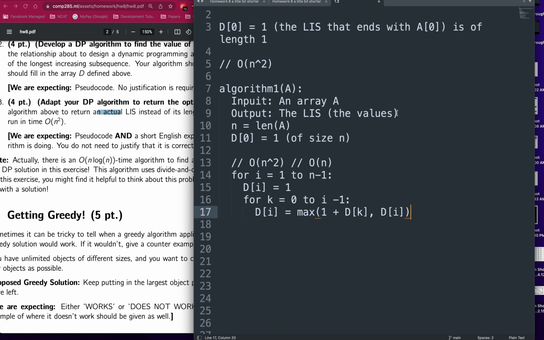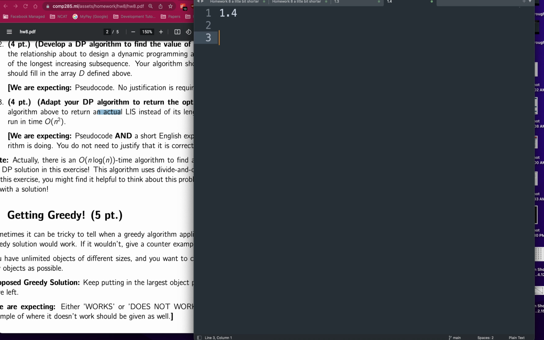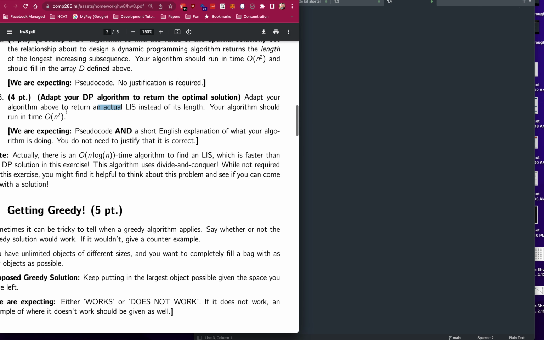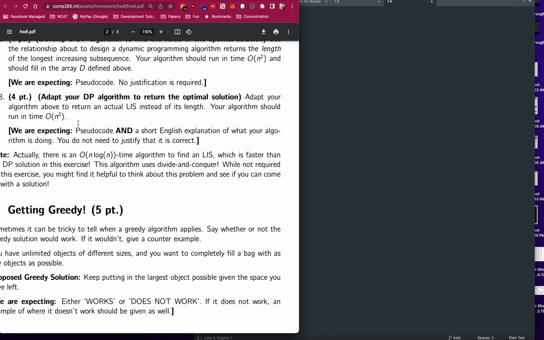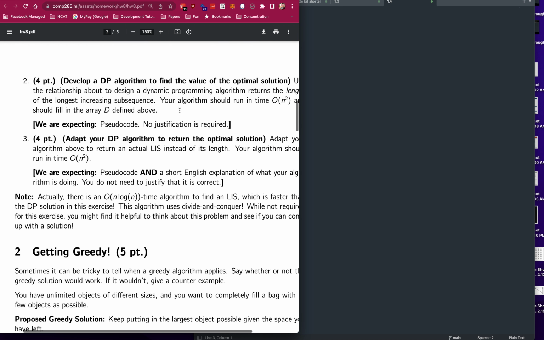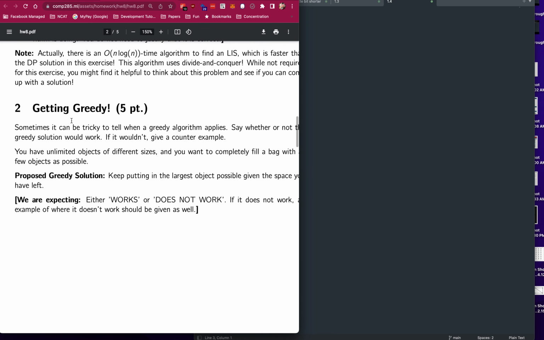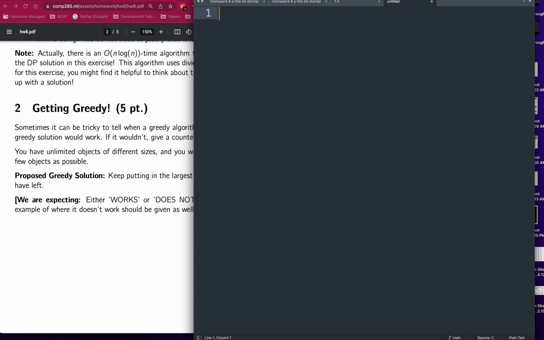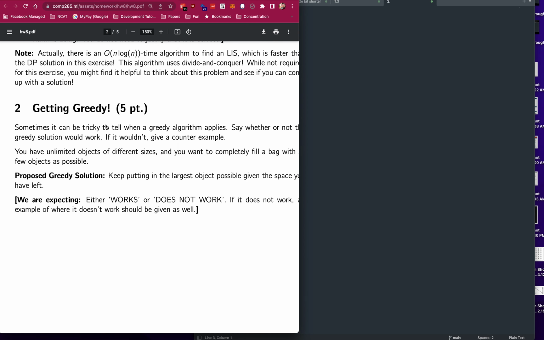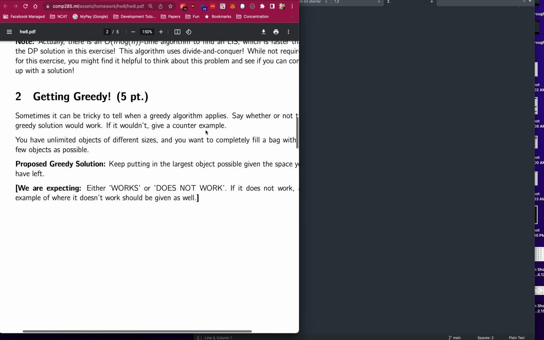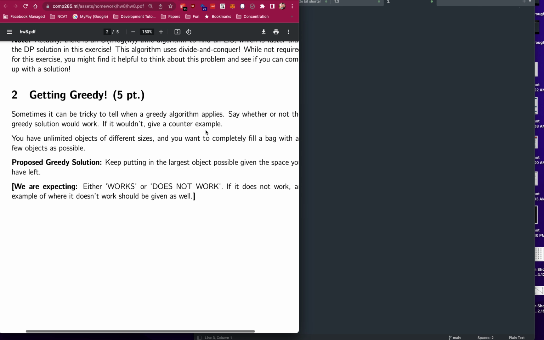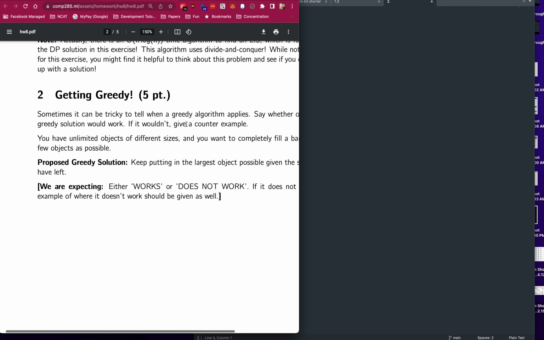So let's jump to the next question, 1.4. And this is the last one, adapt your algorithm to find the actual LCS. Oh, that's 1.3. So we're actually done with that. Question 2. So we're on question 2 now. And it says, let's get greedy. Sometimes it can be difficult to know if a greedy algorithm works. So here we give you a problem, say whether or not the greedy solution will work. If it wouldn't, give a counterexample.